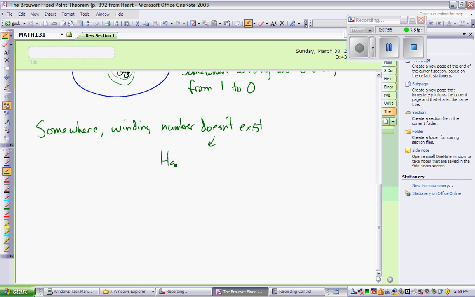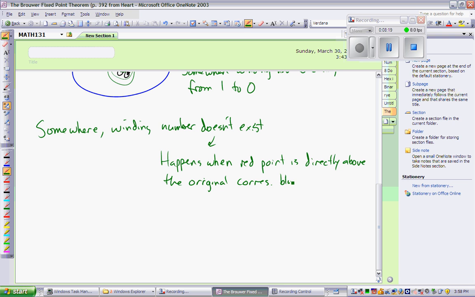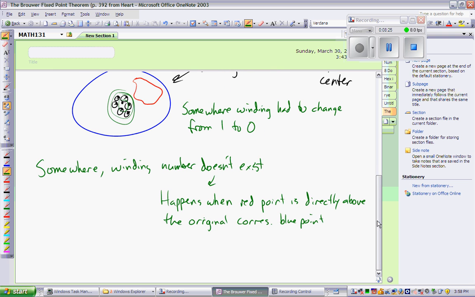That only happens when the red point is directly above the original corresponding blue point. So in other words, there's a fixed point. There must be a fixed point, at least one.